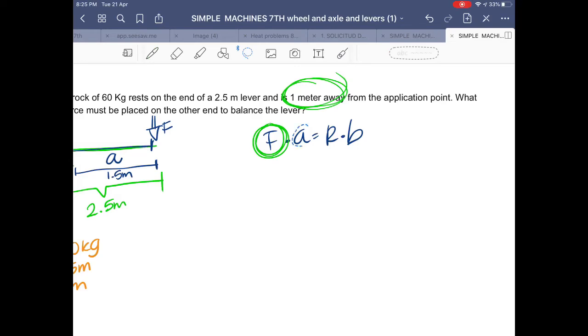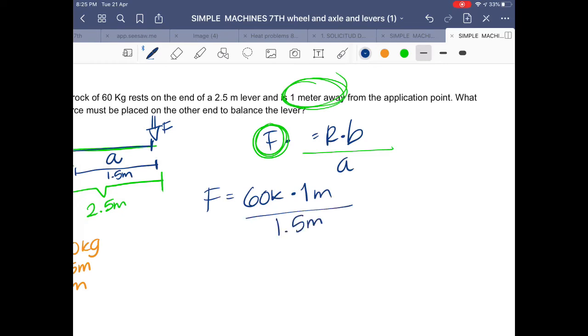it means that letter A, I'll pass it to the other side, dividing. So I have force equals 60 kilograms times 1 meter divided by 1.5 meters. I will cancel meters with meters, and your answer will be in kilograms, because remember, if I give you kilograms, you give me kilograms. So you have 60 divided by 1.5 equals 40.